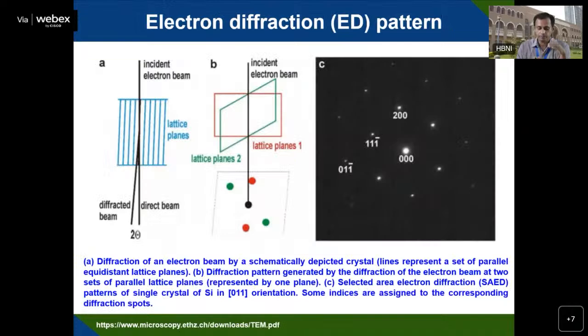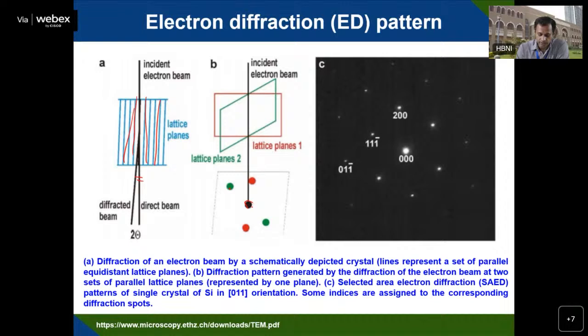In the case of a diffraction beam, as I discussed in X-ray diffraction, whenever Bragg's law is satisfied, you get something similar in electron diffraction. The incident beam is coming here, this black line is the incident beam, falling on the sample surface. You have a lattice plane here, and it diffracts at a particular 2 theta, and you get a spot. You can see the red plane and a green plane here. The two lattice planes I have shown, the incident beam interacts, and you get a diffraction spot.